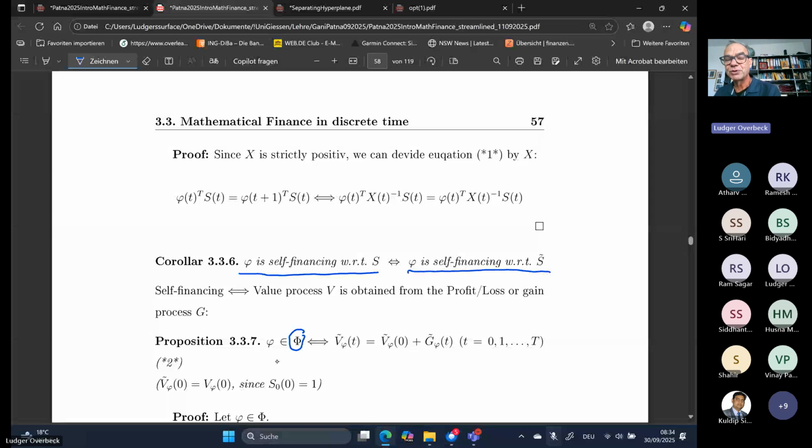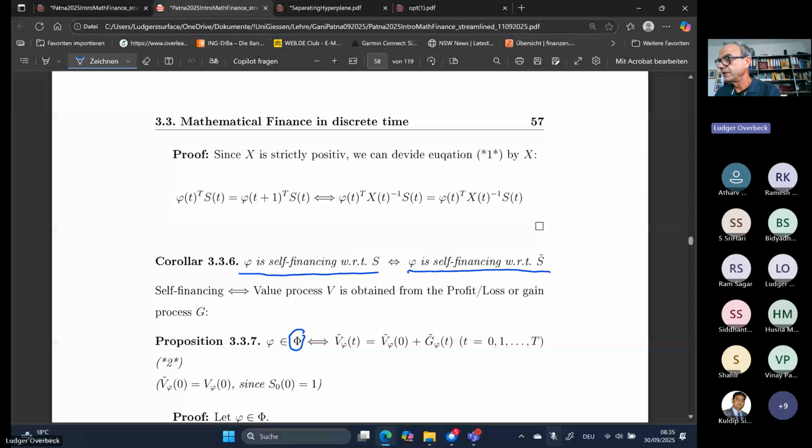This means when you trade and have your portfolio, you can't go to somebody else and say, can you give me some money? I want to invest some additional money. Each time you reshuffle your portfolio, you can only take the money you get from your old portfolio. Put it like this. And this is an important property.